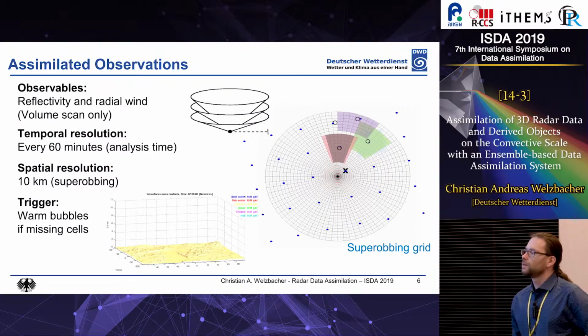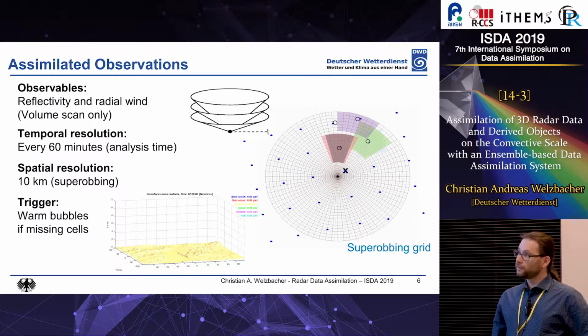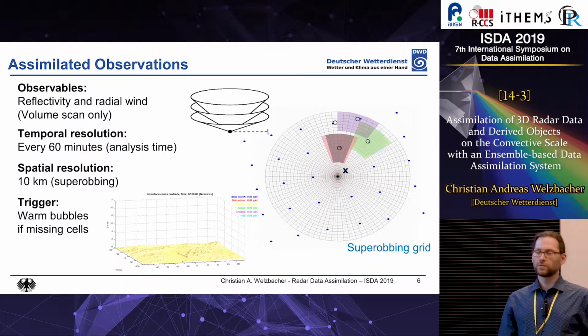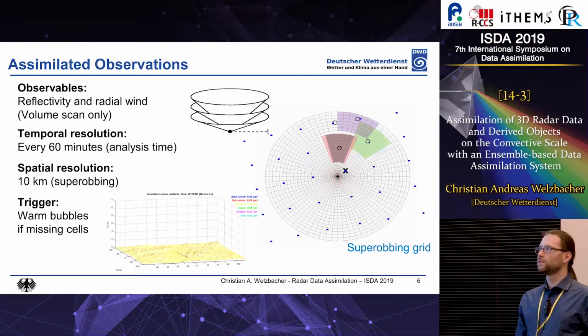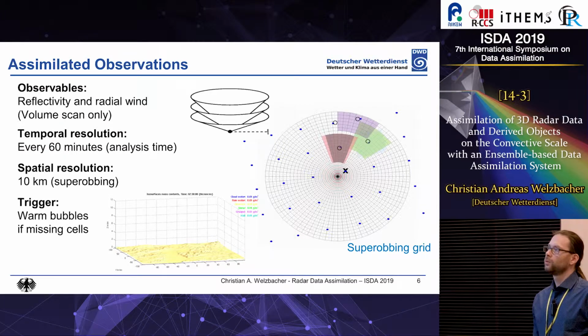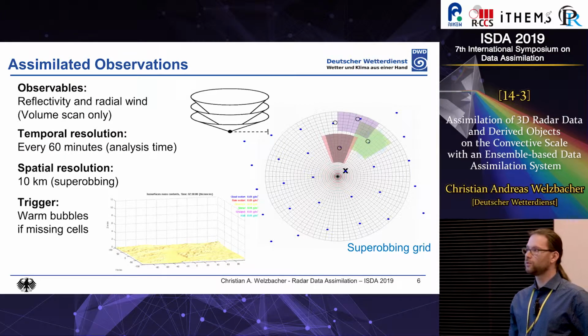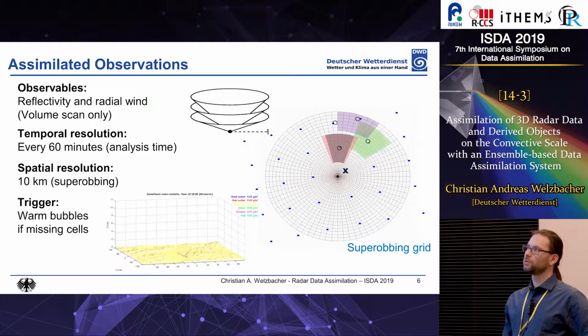Some more details. The observables I use are reflectivity and radial wind, only of the volume scan. For the reflectivity, I use all 10 elevations. For the radial winds, only 3, which seem to be preferable in terms of the scores. In temporal resolution, it's the same.